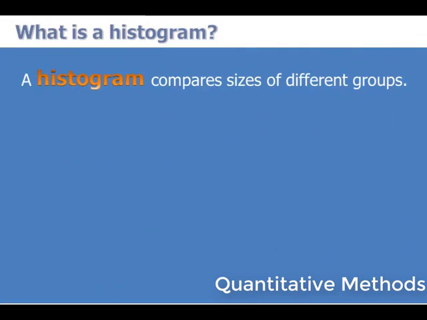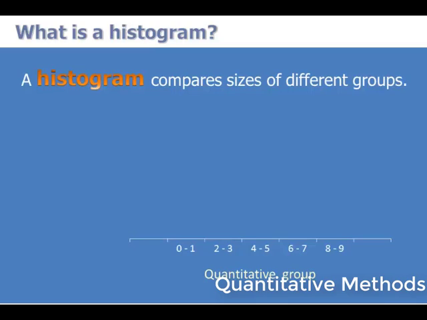Like a bar chart, a histogram uses bars to compare the sizes of different groups. Unlike a bar chart, though, a histogram uses a quantitative variable to define groups on the x-axis. Groups may be defined by a single number or by a range of numbers. With a histogram, groups are always defined on the x-axis, never on the y-axis.